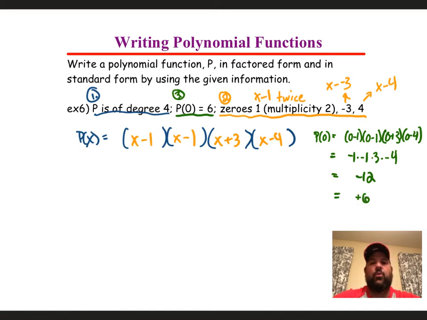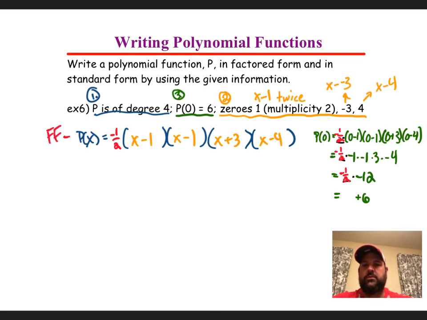So the question is, what do I need to multiply by in this case to get myself to positive 6? Well, if I took negative 1/2 times negative 12, that would give me positive 6. So the negative 1/2 is going to get thrown out in front here as my coefficient. Here's my factored form. P of x equals -1/2 times x minus 1 times x minus 1 times x plus 3 times x minus 4. And now for the standard form, we're going to work through it.